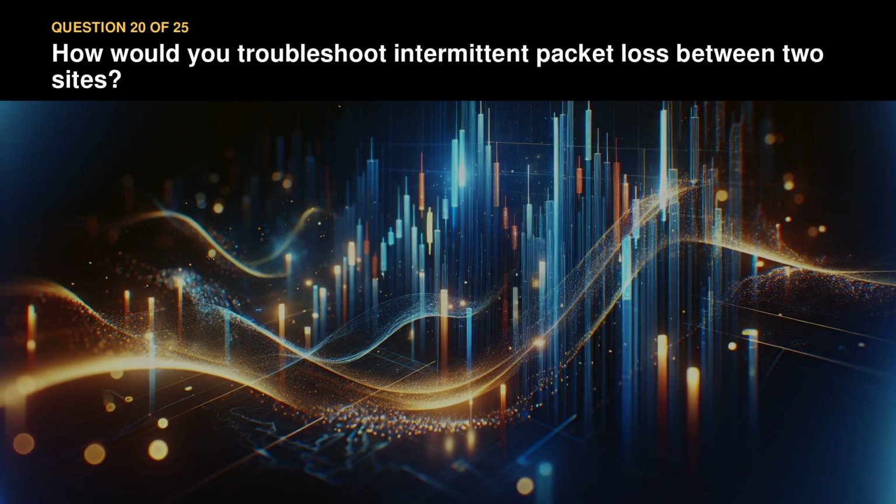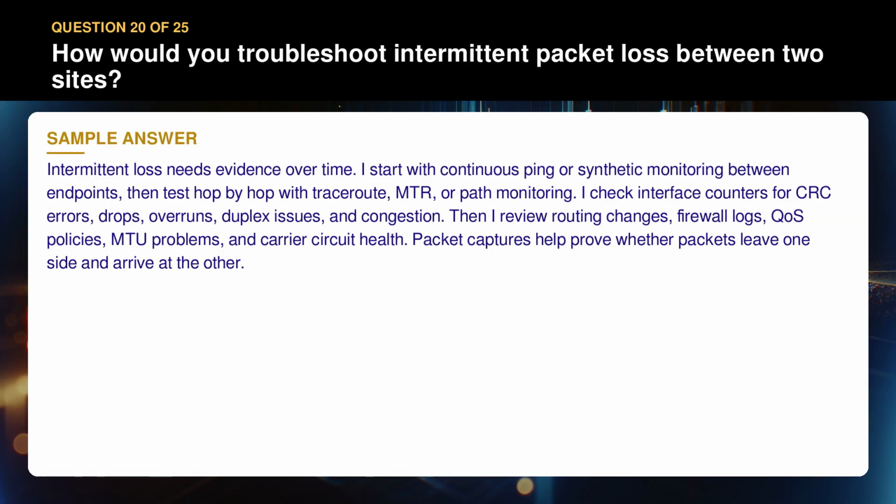How would you troubleshoot intermittent packet loss between two sites? Intermittent loss needs evidence over time. I start with continuous ping or synthetic monitoring between endpoints, then test hop by hop with traceroute, MTR, or path monitoring. I check interface counters for CRC errors, drops, overruns, duplex issues, and congestion.